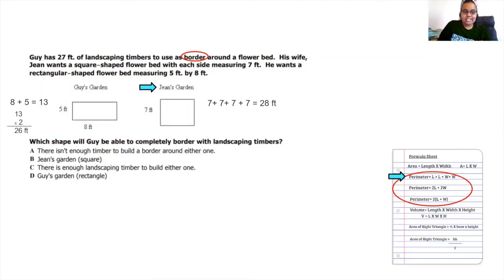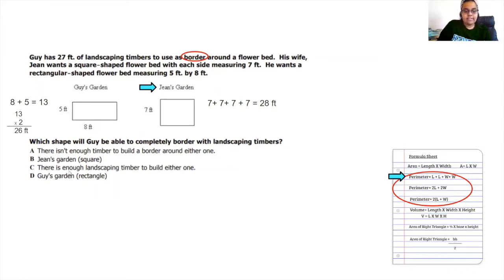So if I look at my answer choices now, A, there isn't enough timber to build a border around either one. That's not true because there's enough for Guy's. B, Jean's garden is the square. Nope, I couldn't build Jean's garden because her garden is 28 feet and Guy only has 27 feet. So that one's not true.